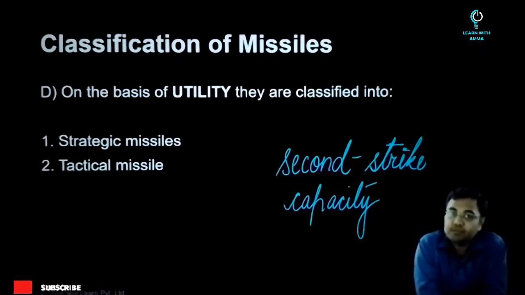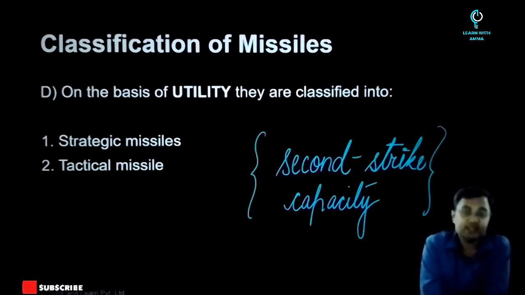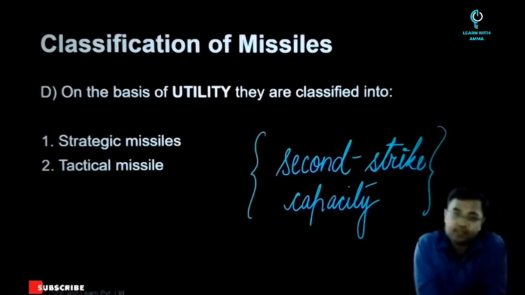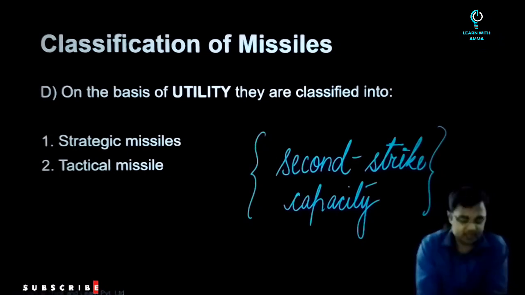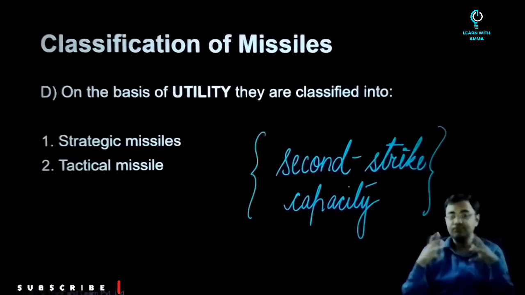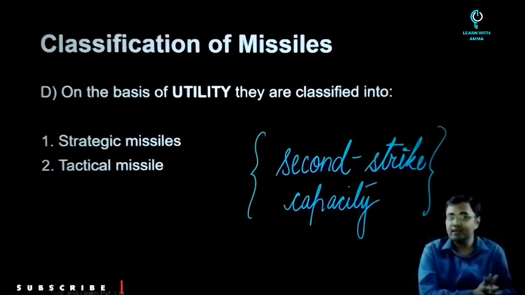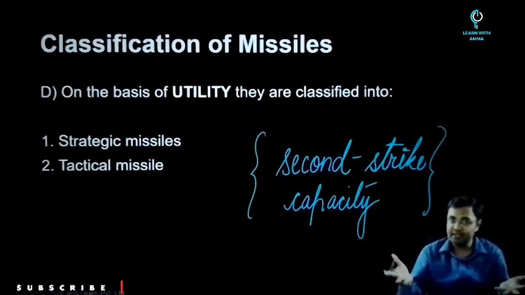So these are the roles which are played by strategic missiles. And that's why most of these strategic missiles will have something which is called second strike capacity or second strike capability. Just understand, strategic missiles are those which we want to have because if we are under attack or if we want to use them as a deterrent, then in that case it is called a strategic missile.